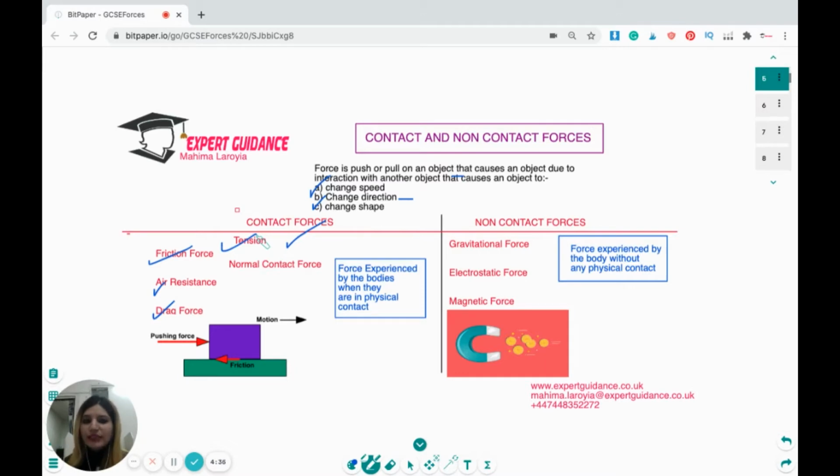On the other hand, non-contact forces are the forces experienced by a body without any physical contact. For example, the gravitational force. So if the earth is pulling something towards itself, there's no contact, but the force is still acting. The same thing goes for electrostatic forces and magnetic forces. So you should know the definitions of contact and non-contact forces and examples of them.